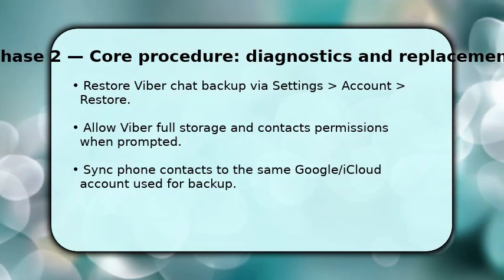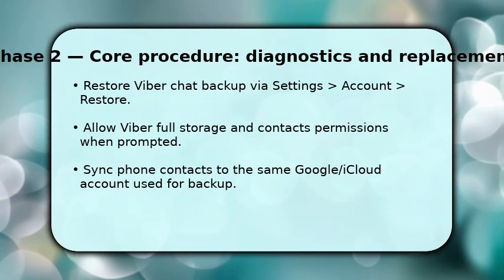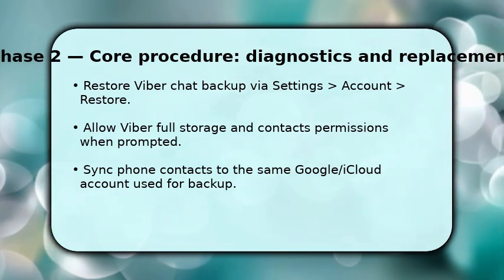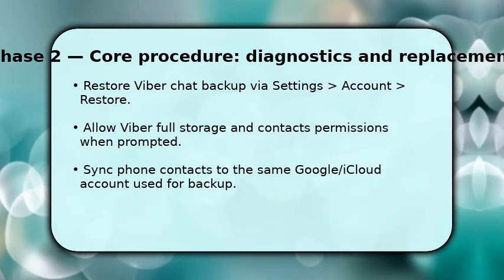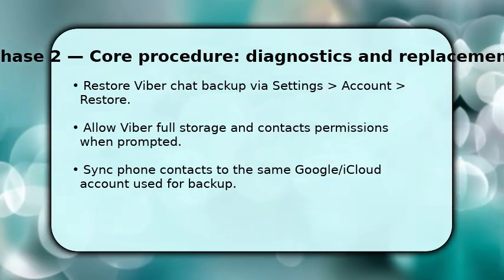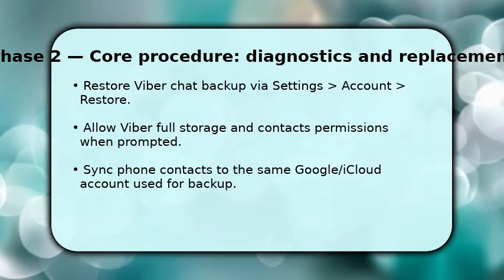You now perform the restore. Open Viber and choose Restore from the backup you confirmed earlier. During the process, allow Viber full permissions for storage and contacts. Without them, Viber cannot write recovered entries to your phone.